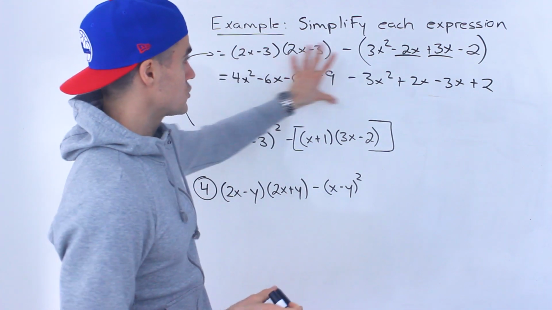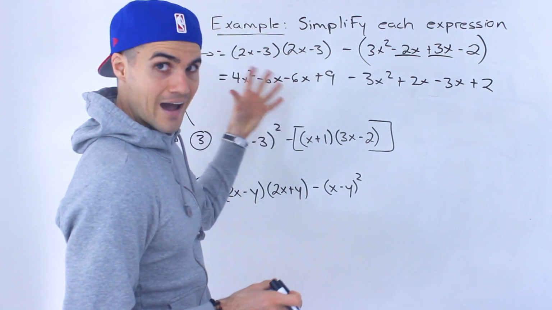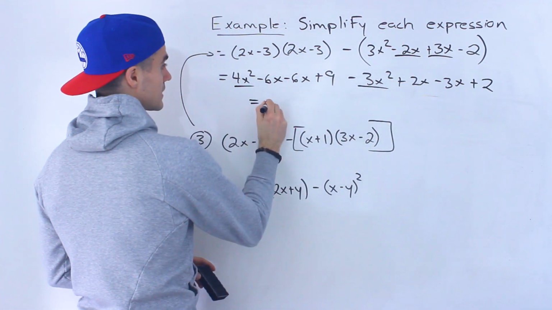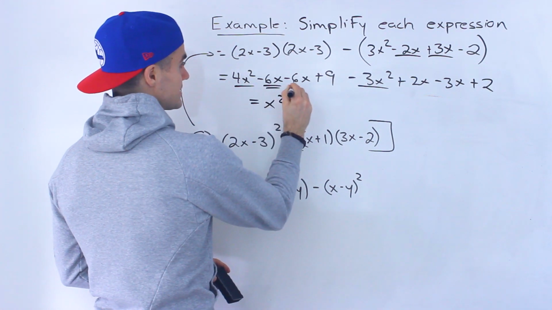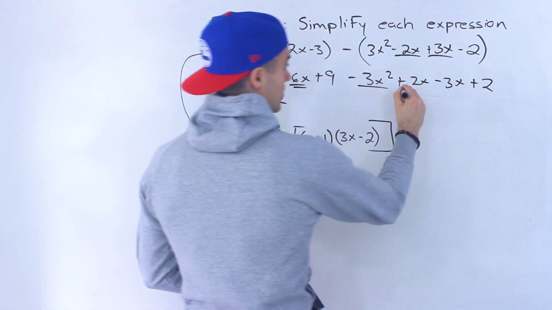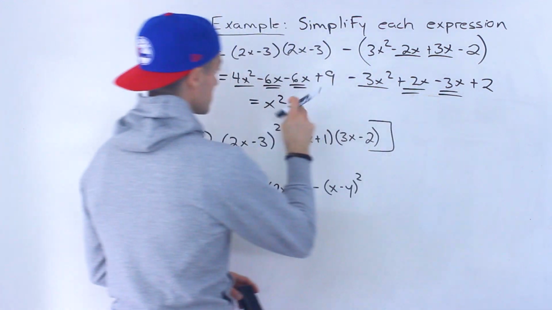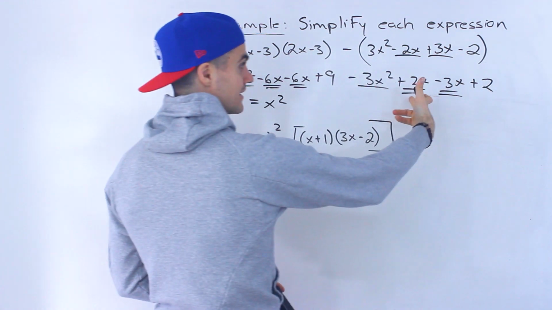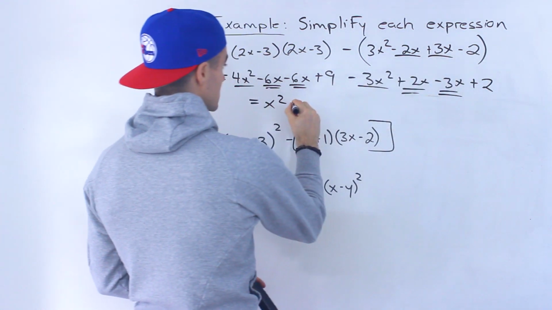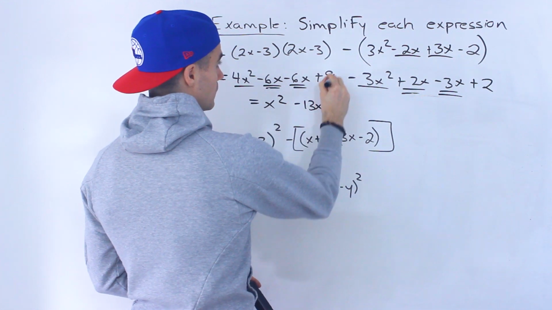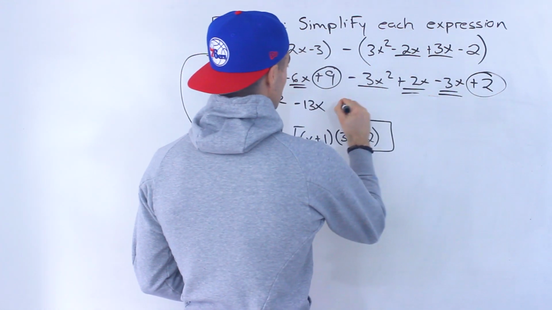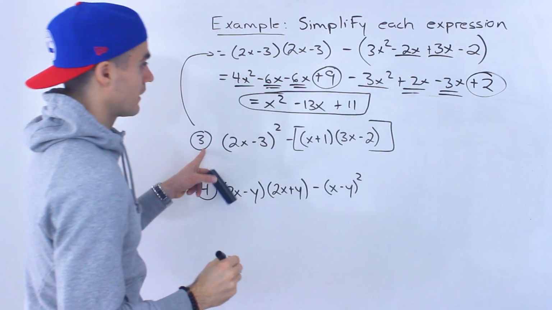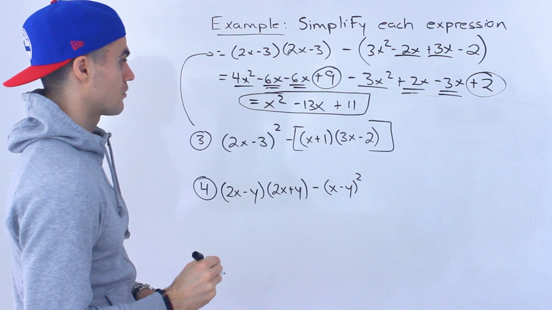And then from here, notice there's no more brackets to deal with. So now you can collect like terms. So we got this 4x squared minus 3x squared. That's going to give us x squared. We got minus 6x plus 2x minus 3x. So this would be minus 12x plus 2x would give us minus 10x. And then minus 10x minus 3x gives us minus 13x. And then we have this 9 and then this 2, which gives us 11. And so that ends up being the final answer for number 3.